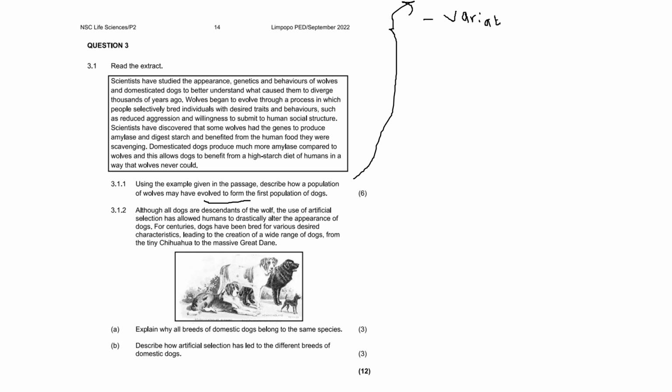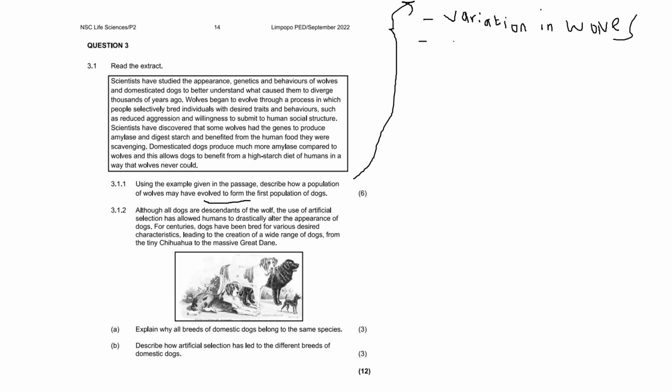There should be variation in wolves for them to start developing or changing. Some of the wolves would have been different from the normal dogs. So there should be variation in wolves, and that will be the first point.